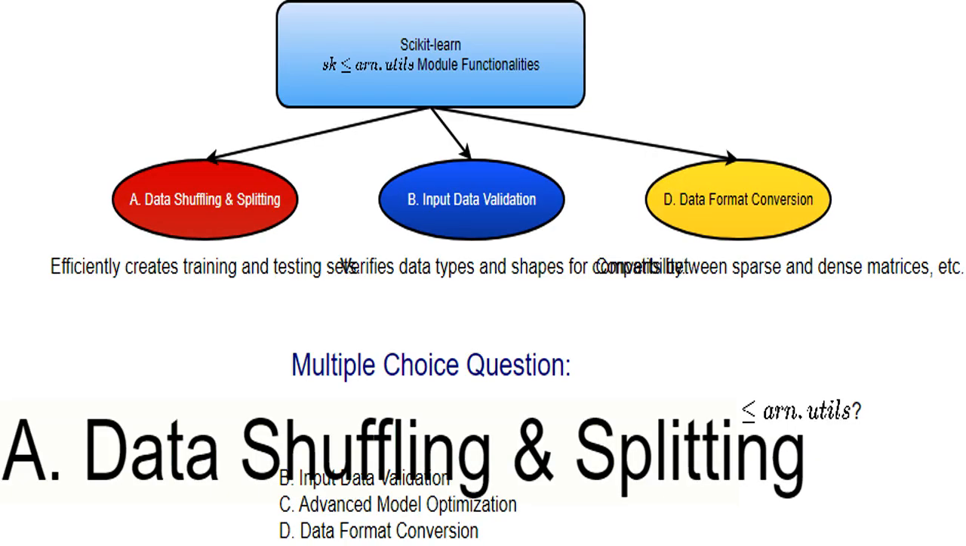Here, we're talking about the ability to check if your data is in the correct format. Before you use your data to train a model, Sklearn utils can check if the data types are appropriate and if data has the correct dimensions or shapes. Think of it like checking the ingredients before baking a cake. You want to make sure you have the right ingredients and amounts. Does Sklearn utils include data validation?